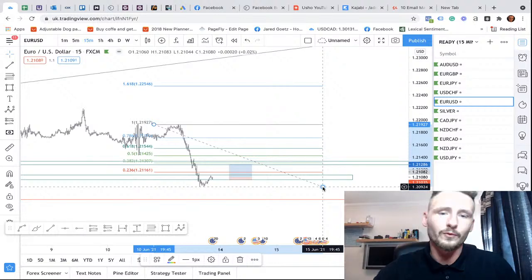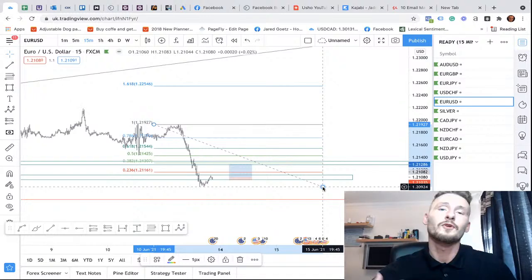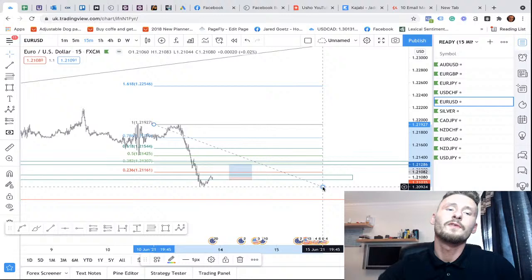Like for example, what we're using on the 15-minute right now, the levels aren't going to be as significant as what you would if you found this on the 4-hour or the daily, plotting out levels that way.